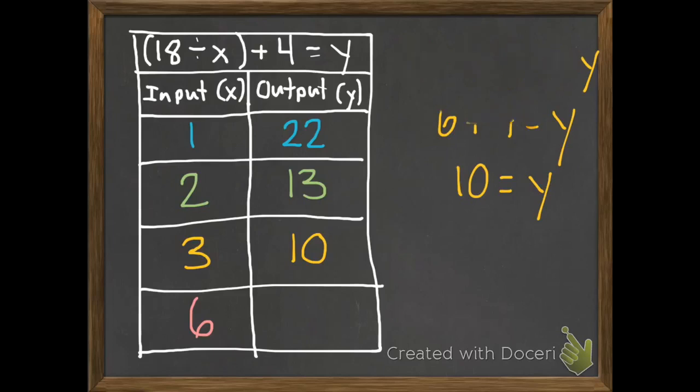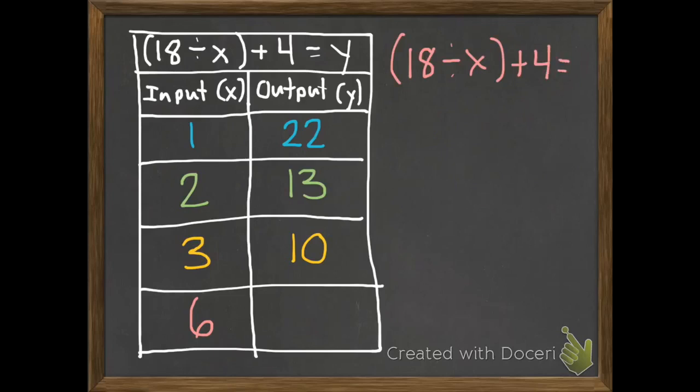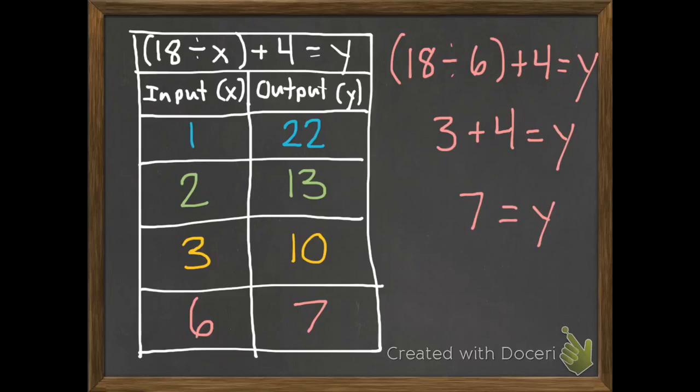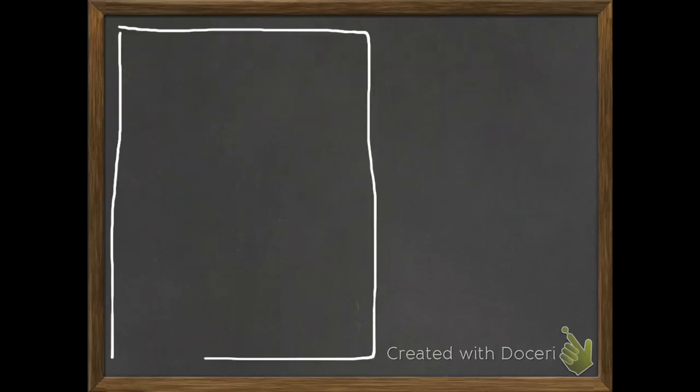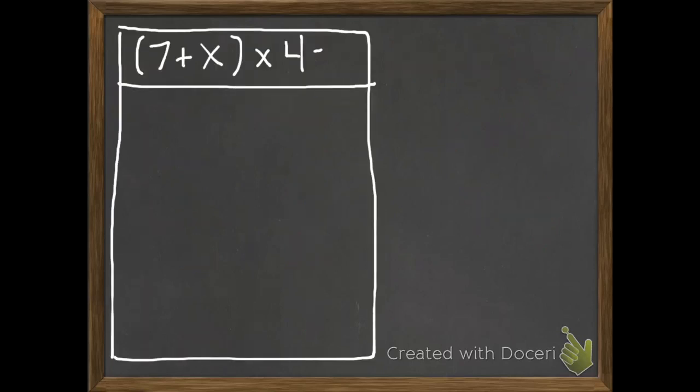Okay, so this time we put our 6 in for x. So, oops, I accidentally wrote my x. There we go. So now I put my 6 in for x. So 18 divided by 6 is 3 plus 4 equals y. And 3 plus 4 is 7. So 7 equals our y. Okay, one done.